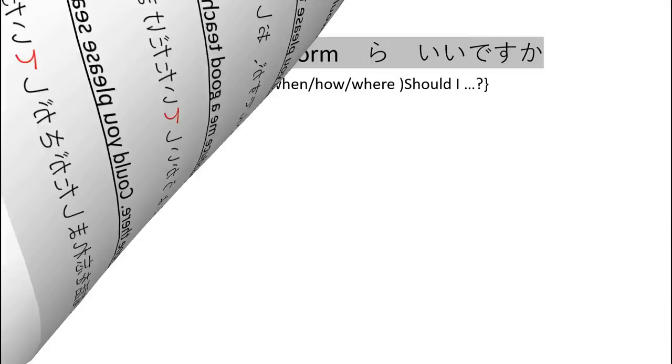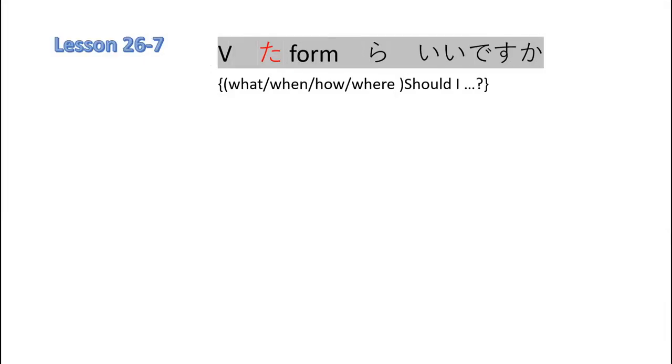Another grammar pattern is verb in ta form followed by ra ii desu ka. So verb tara ii desu ka. This pattern is used when the speaker wants some suggestions. What should I, or when should I, or how should I, or where should I do something. So verb tara ii desu ka.